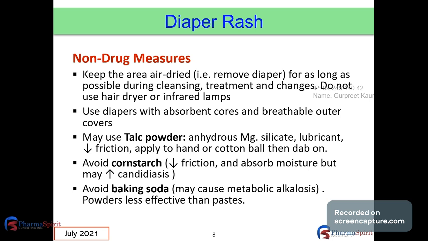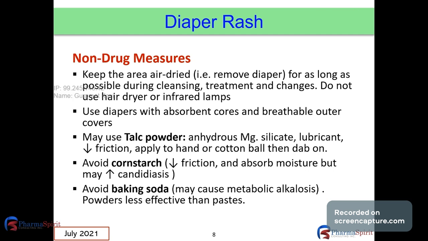So some mothers may use cornstarch instead of talc powder. Cornstarch may be effective in reducing friction, and also it can absorb moisture. But the problem is it is starch. So starch can actually increase candidiasis.